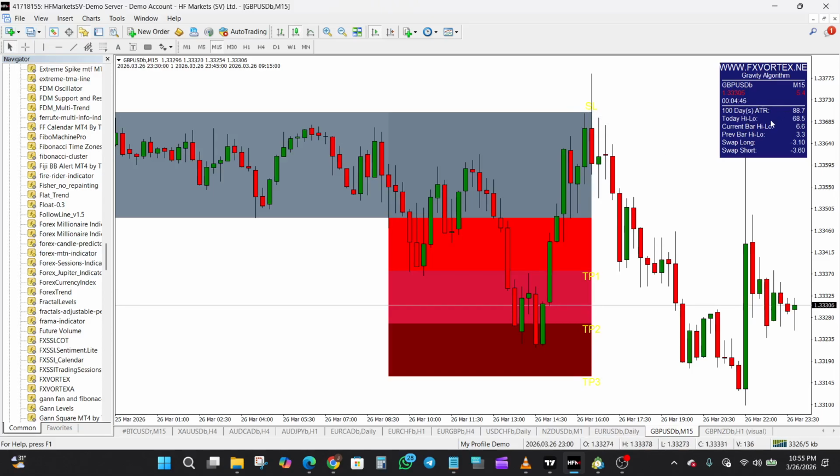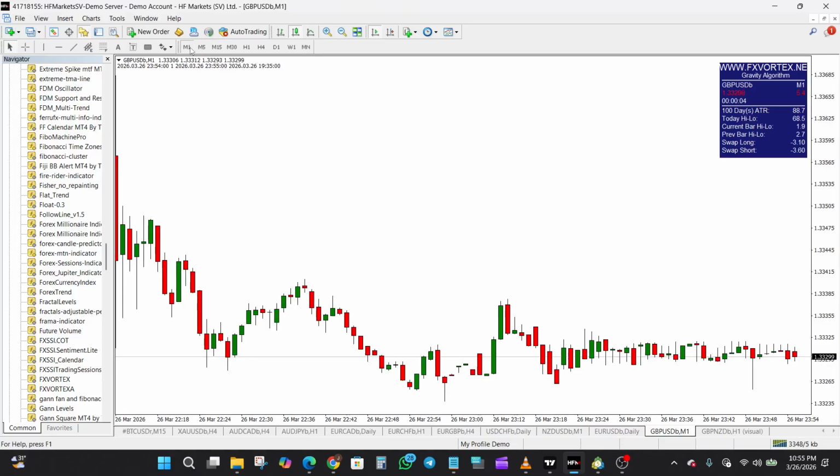And then we have the Vortex Dash, which shows some useful information such as the currency pair in which the indicator was added, the time frame, and then price. I think this should be spread or thereabout, and then time left for current candle, right? And then we have the 100 days ATR, and then we have the current bar high low, previous bar high low. We have the swap long and swap short. So useful information being displayed on the chart.